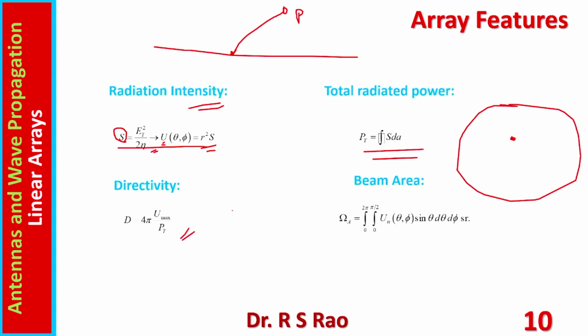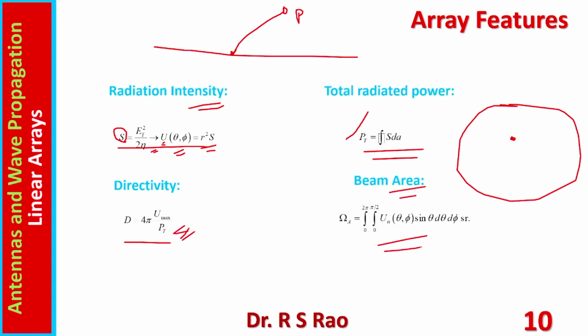Directivity of the array can also be determined. How? D is 4 pi U max, maximum radiation intensity, by total radiated power. U max can be obtained from the maximum value of U, and the total radiated power is available. Substituting those two quantities in the expression for D, one can get directivity. Beam area.